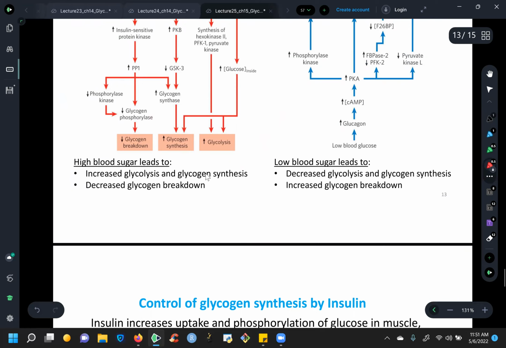So that makes sense. If you're making glycogen, you can't be breaking down glycogen too. So you have to inhibit those enzymes that break down glycogen, and you've got to promote the enzymes that promote glycogen synthesis and glycolysis.